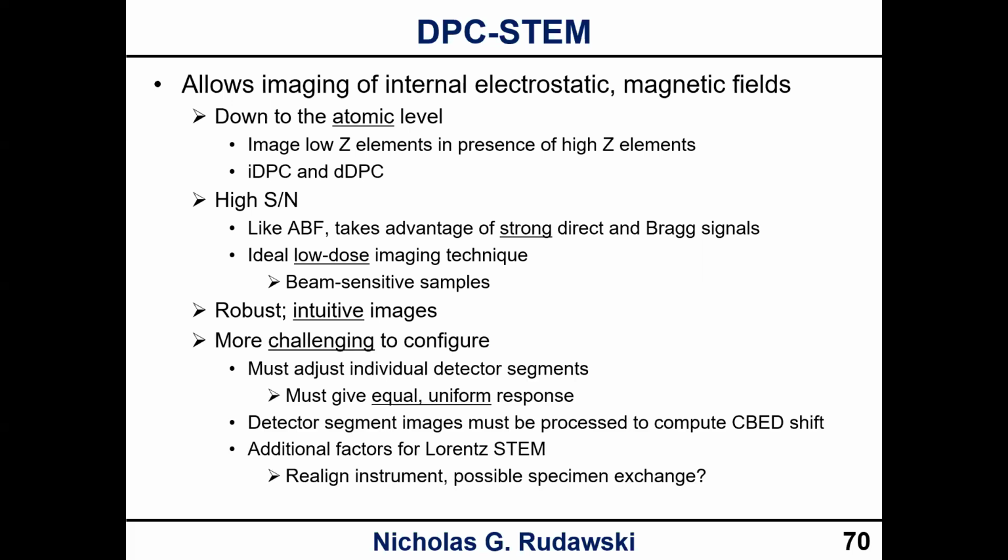This is by far though the most challenging mode to configure. You have to adjust those detector segments to give equal response. You do have to process the results to actually compute the DPC, iDPC, and dDPC. That's part of your software package, so that isn't going to be free. That has to be purchased if you buy Velox, for instance.